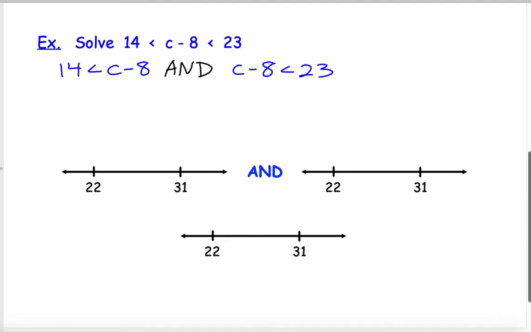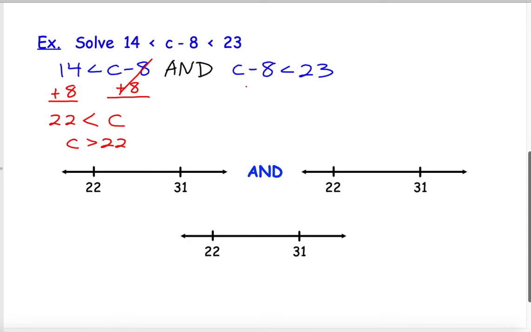So let's go ahead and do it this way. We'll do them each individually. So here we have c minus 8. I want to get c by itself, so the opposite of minus 8 is plus 8. So I add 8 to both sides. That preserves my inequality. 14 plus 8 is 22. The 8's cancel and I just have c. If I want to flip that and say c is greater than 22, it's the same statement.